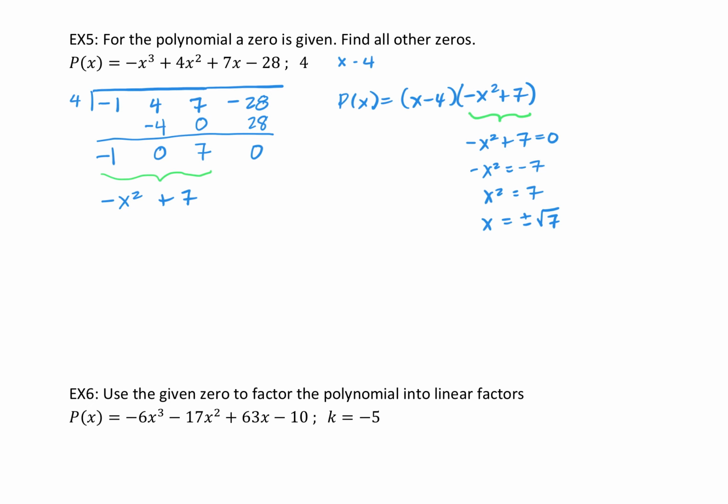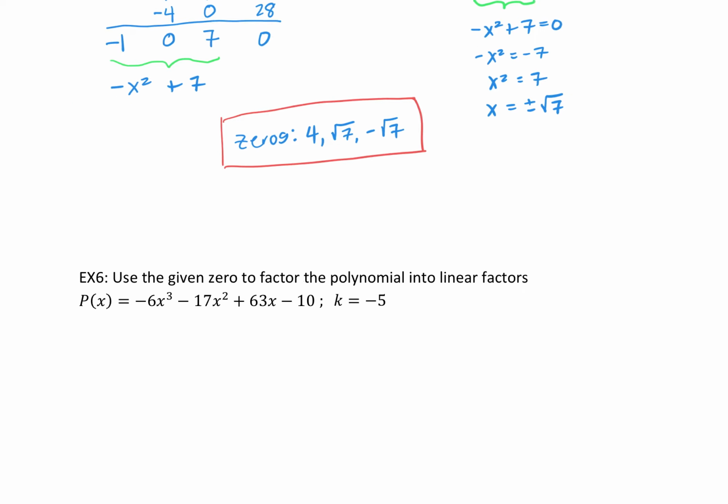So putting this all together, all the zeros would be the 4 that we were given, and then we have a positive square root of 7 and a negative square root of 7. And that's how we can use synthetic division to further factor our polynomial so that we can find all the zeros. And remember, we're finding all the real zeros.